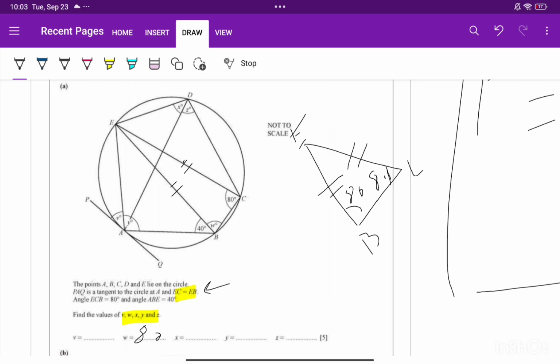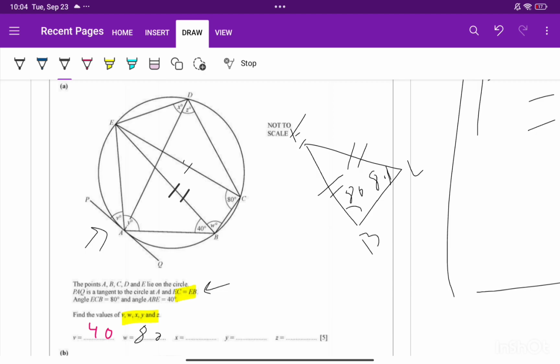Okay. Now let's see angle V. How to find angle V? Let me change the color. So as EBA and PAE, this angle is a 40-degree angle, and V will also be a 40-degree angle because of the alternate segment theorem. So we can write V is equal to 40.